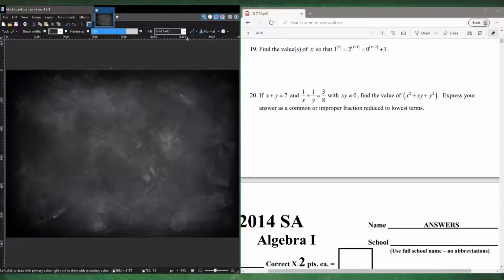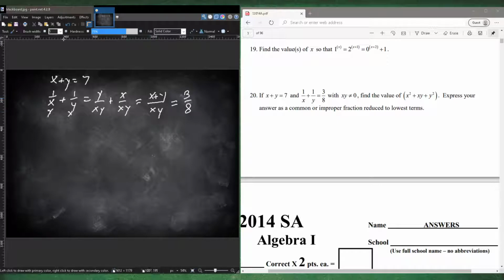20. If x plus y is equal to 7 and 1 over x plus 1 over y equals 3/8, find the value of x squared plus x times y plus y squared. Okay, so we know x plus y equals 7. So simplifying, 1 over x plus 1 over y is the same thing as, you use the least common multiple, y over xy plus x over xy, right? So multiply y here, multiply x here. So that will simplify as x plus y over xy is equal to 3/8.